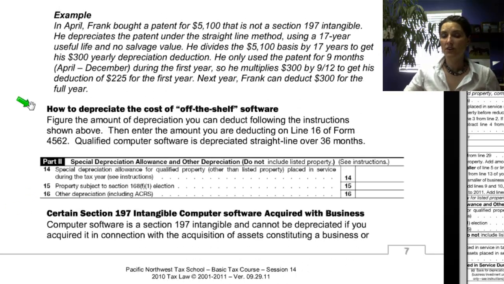So how do you depreciate the cost of off-the-shelf software? Normally, intangible property is amortized in Part 6 of Form 4562, but off-the-shelf computer software is something that the IRS specifically goes out of its way to say you can depreciate, but you have to do it straight line, and it's not depreciated under MACRS rules. It's depreciated under the straight line method. So you figure the amount of depreciation you can deduct following the instructions shown here. Then enter the amount you are deducting on line 16 of Form 4562. Qualified computer software is depreciated straight line over 36 months, and you would enter that on line 16 of Form 4562.